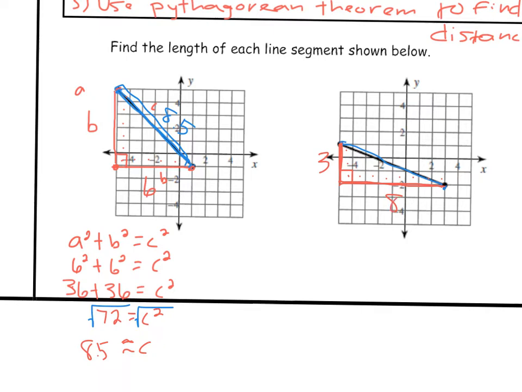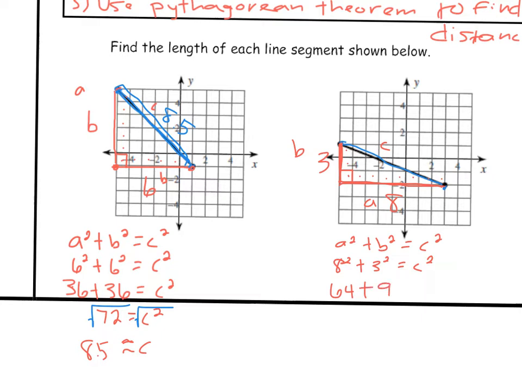So to find C, I'll have to plug in my values for A and B. I'll make this one A this time and this one B, and this is still C over here. So plugging in 8 as A, I'll have 8 squared plus B is 3, so 3 squared is equal to C squared. 8 squared gets me 64.